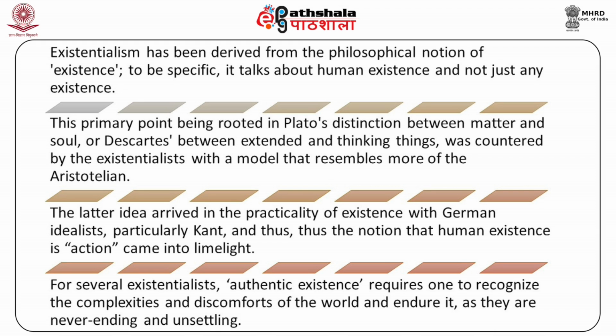This primary point, being rooted in Plato's distinction between matter and soul, or Descartes' between extended and thinking things, was countered by the existentialists with a model that resembles more the Aristotelian. The latter idea arrived at the practicality of existence with German idealists, particularly Kant, and thus the notion that human existence is action came into limelight. For many existentialists, authentic existence involves a certain tension to be recognized and lived through but not resolved.